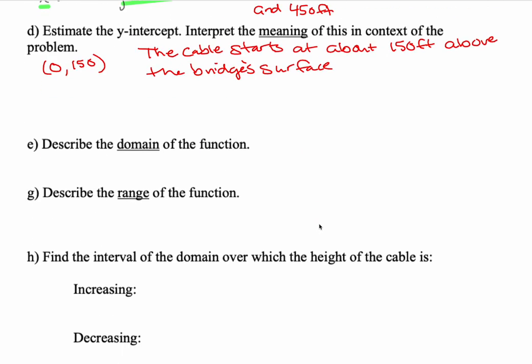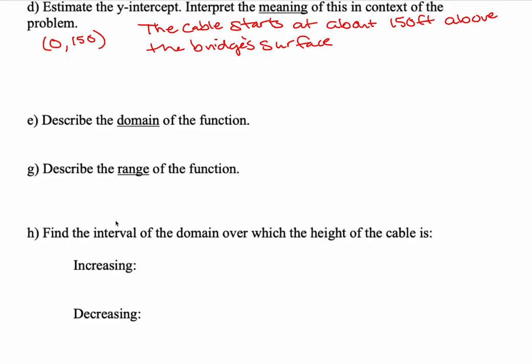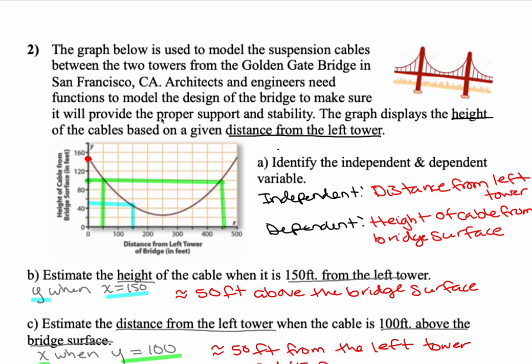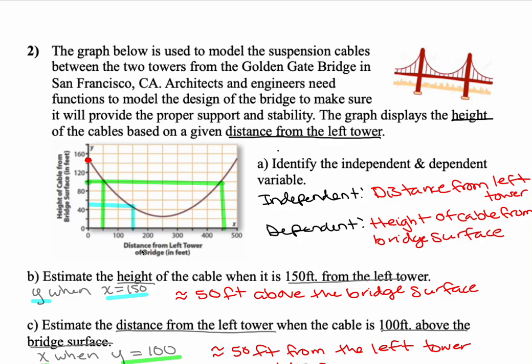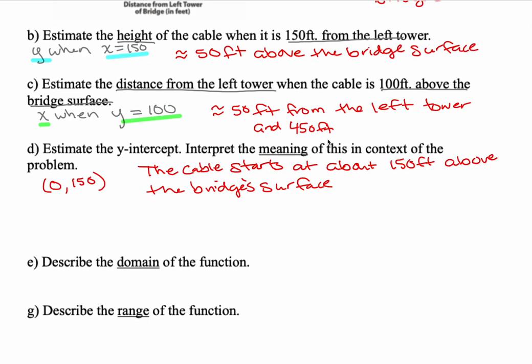The next questions ask about the domain and range of the function, and then find the interval of the domain over which the height of the cable is increasing and decreasing. So let's focus on the domain first. The domain, as a reminder, is the x values of the graph, the function, the scenario. In this scenario, it is the distance from the left tower. We know that the cable will start at the tower, and then it will end at another tower. So we have a start and a stop point, and our domain should have two values.